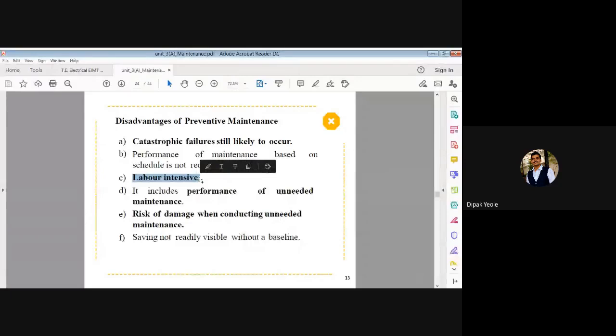So that can be a disadvantage. It includes the performance of unneeded maintenance, the risk of damage when conducting unneeded maintenance, and savings not readily visible without a baseline. So these are the disadvantages, advantages, steps, and objective of preventive maintenance.